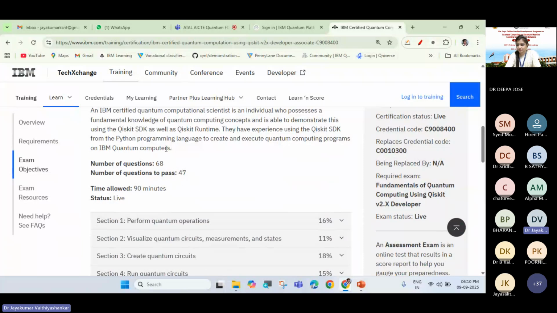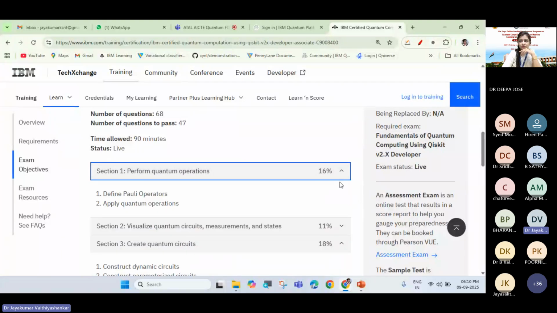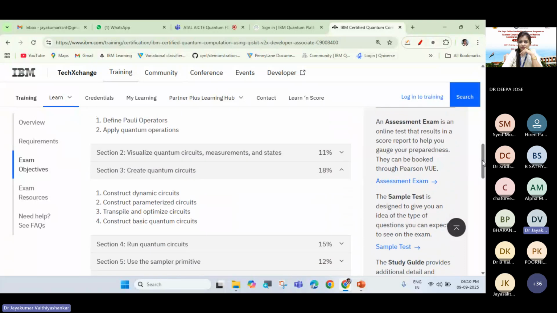Whatever we're going to conduct today will help you to clear the certification. We're going to create quantum circuits, which is the third topic in this certification. Before that, we need to understand what quantum operations and quantum gates are, then go on to creating quantum circuits. I will try to cover the basic stuff. Within 1.5 hours we are not able to cover the entire thing, but at least we can have a glance at how to create a quantum circuit.